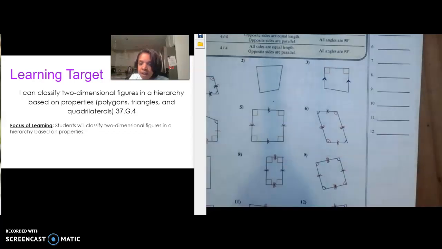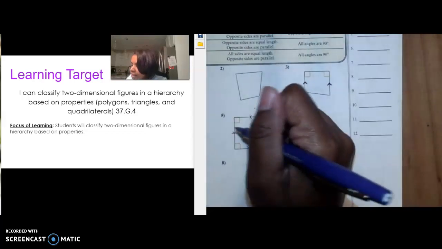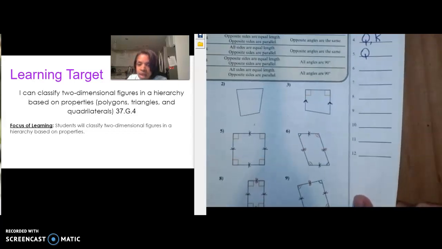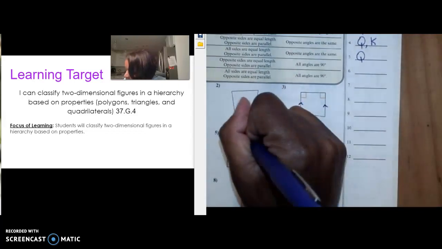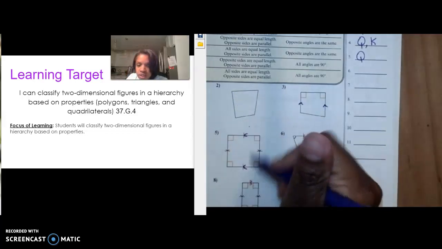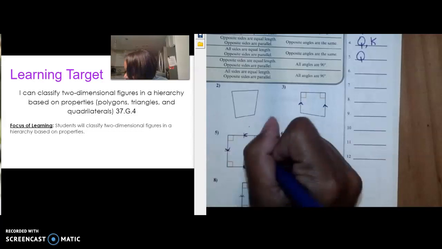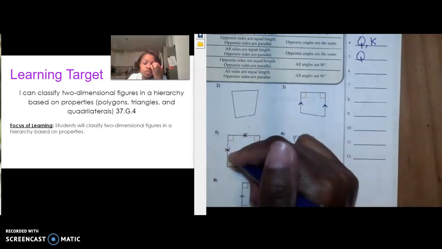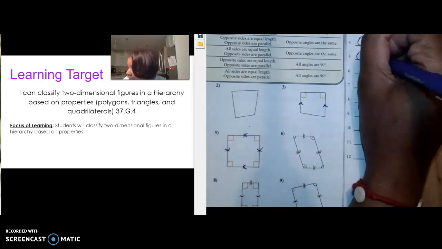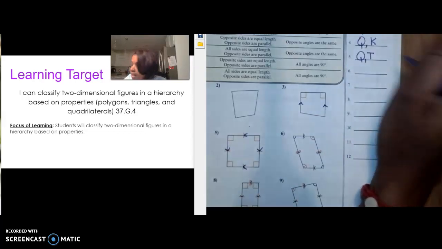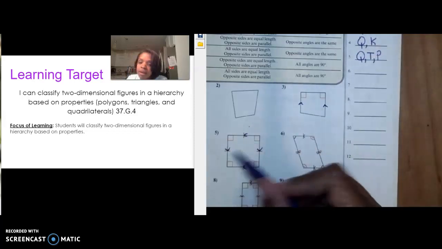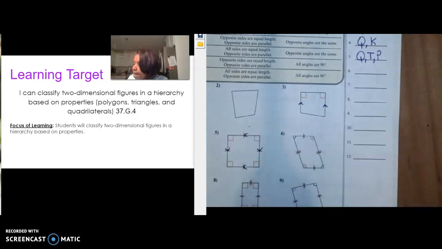All right, let's look at number 5. For number 5, I see that it is a 4-sided shape, so it's a quadrilateral. I also see that it has these arrows here and here, so that shows that those are parallel. It has these arrows here and here, so that shows that those sides are parallel as well. So it has at least 1 set of parallel sides, and it has 2 sets of parallel sides. So it is a parallelogram and a trapezoid.